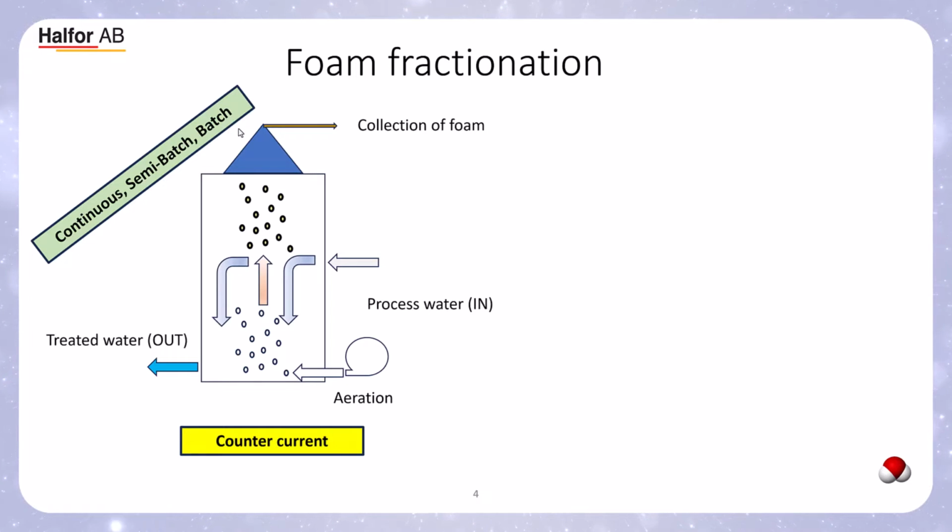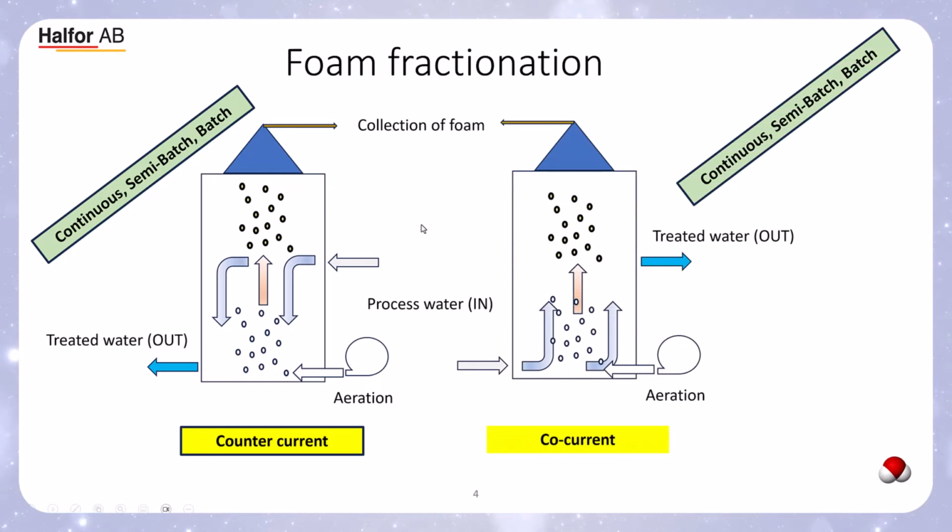you aerate the water for a certain time, stop the process, take out the treated water, and of course collect the foam. Semi-batch, I won't go into detail, but with some imagination, I think you can sort out that it's somewhere in between continuous and batch. Now, this was the counter-current way of running the reactor. There is also, of course, the co-current way of running the reactor.